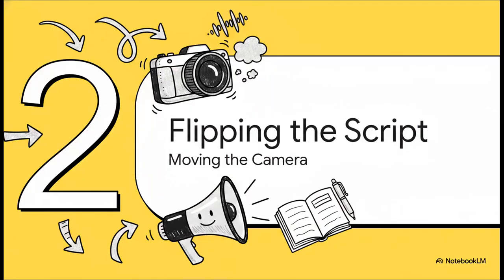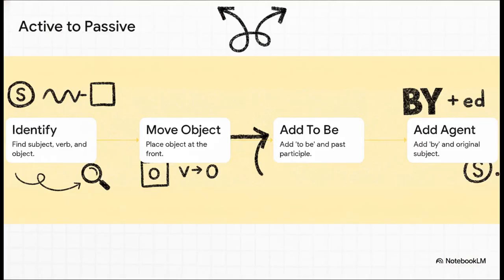Section 2. Flipping the script. How to move the camera. So, now that we know what this camera does, how do we actually move it? Flipping the script and shifting your voice isn't some kind of magic trick. It's a simple, super logical procedure that literally anyone can master. Here's your 4-step formula for smoothly switching from active to passive without losing your tense.